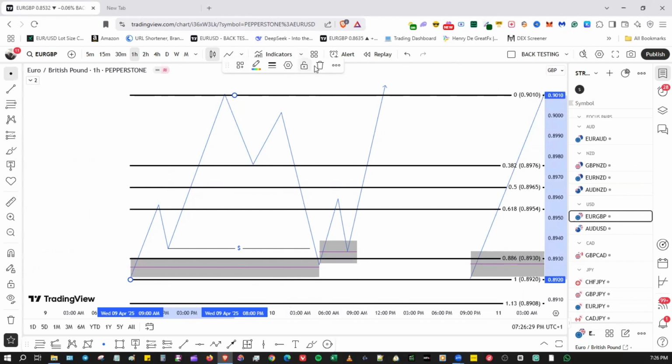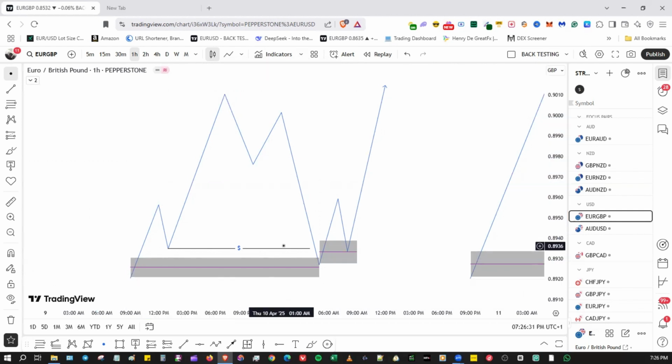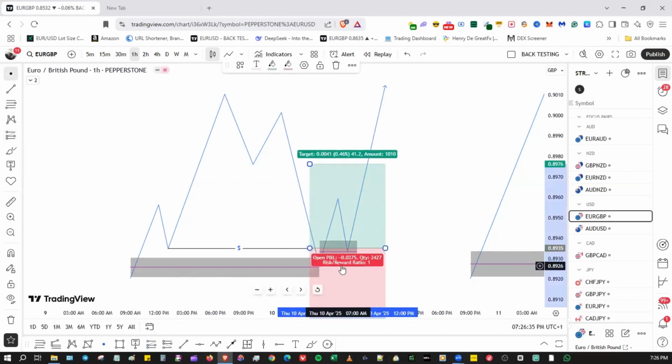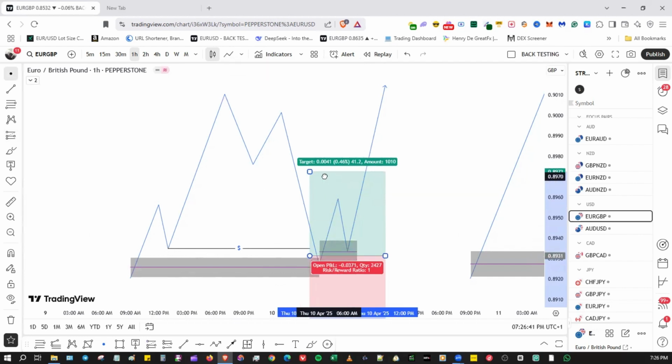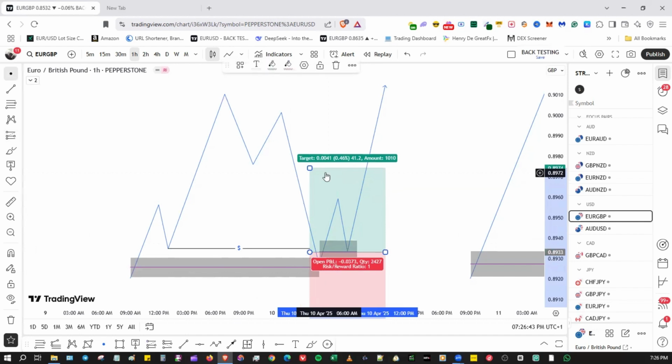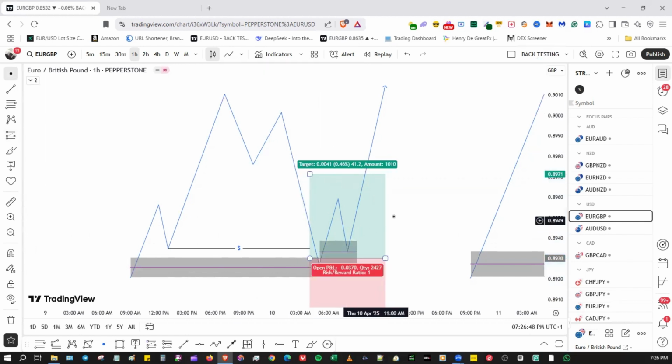So seeing this inducement liquidity here, you can place a pending buy limit order at the 0.886 level, because of this liquidity here. Now you can take a second entry when we have a displacement to the upside, leaving behind a fair value gap and order block at the potential reversal zone.